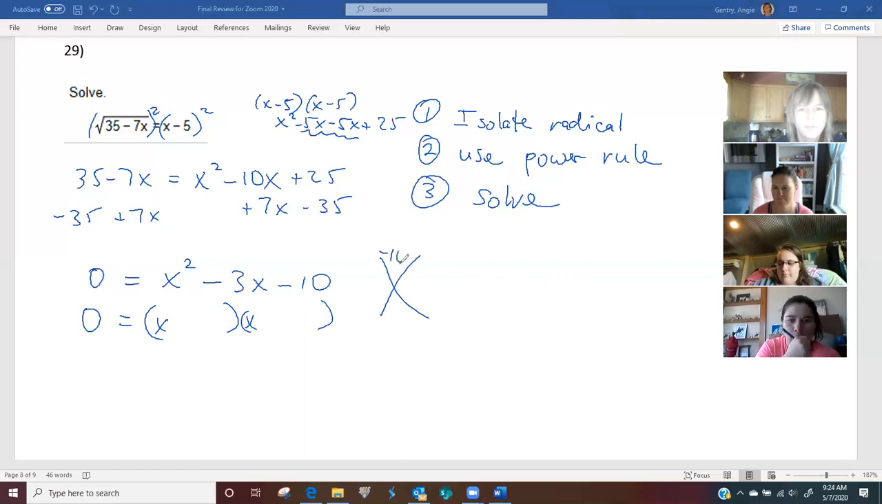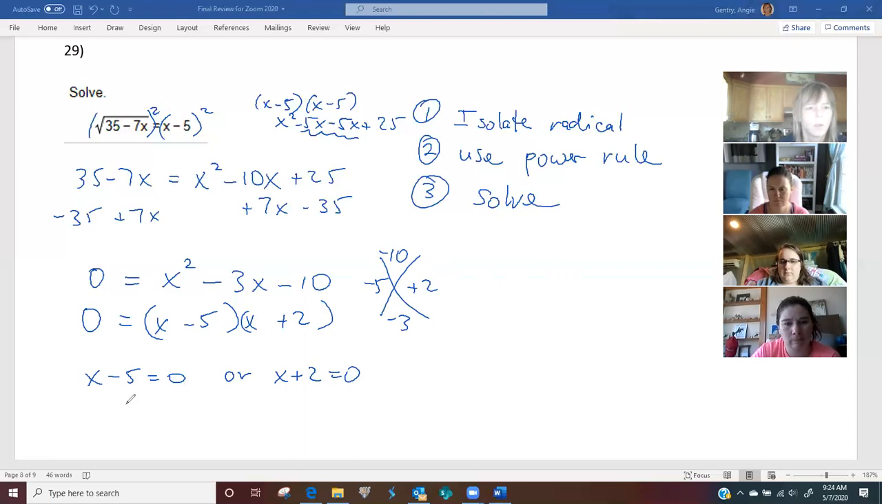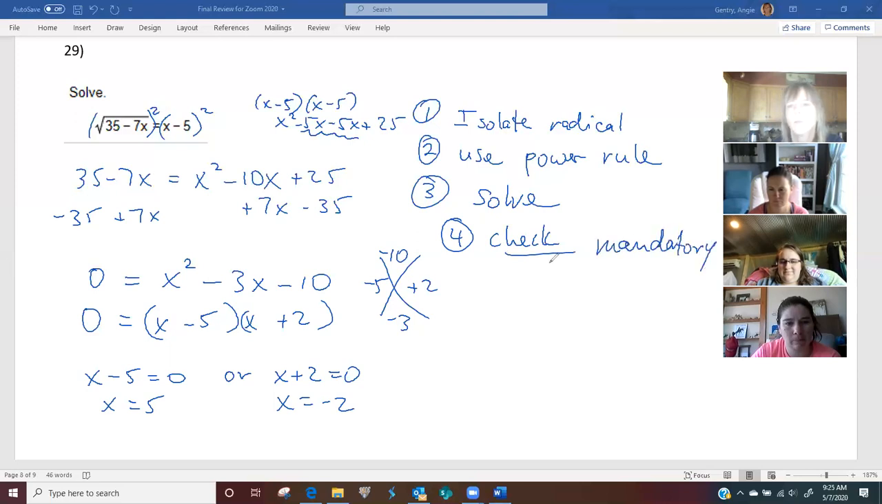My product is -10, my sum is -3. -5 plus 2, -5 times 2 is -10, -5 plus 2 is -3. Then we say, if a times b equals 0, then a is 0, or b is 0. x is 5, or x is -2. And then we have to check, because this is mandatory. You should always check. We don't always take the time to do it, but it's mandatory if it starts radical. Yes? Because we might get an extraneous root.